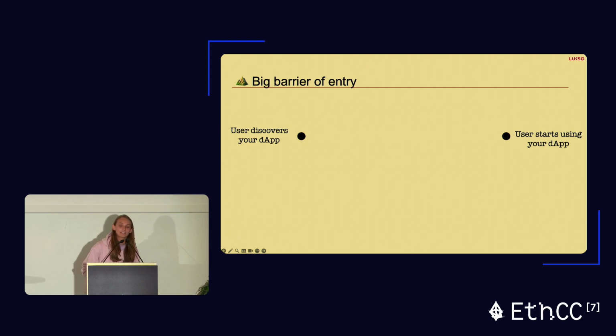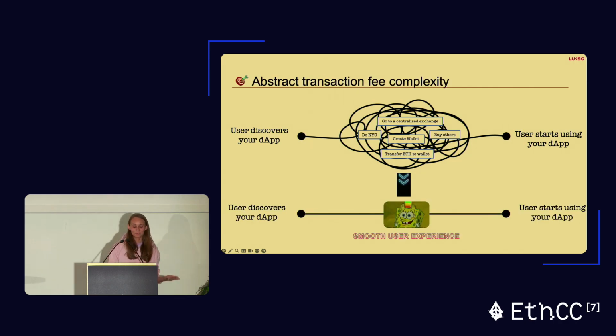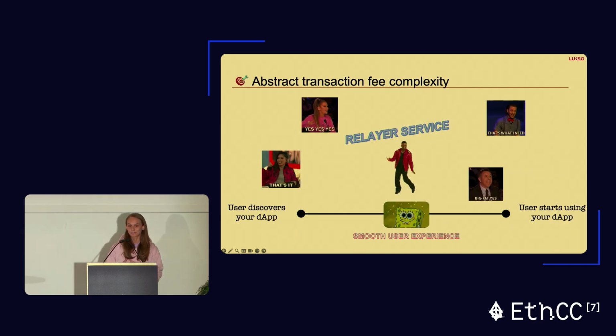Today, users discover our DApp and they want to start using it, but they have to go through these 5 very cumbersome steps. But what we want as developers is that users discover our DApp and they start using it directly. And for this, at LUKSO, we came up with a tool called a relayer service that abstracts the transaction fee away from your user.